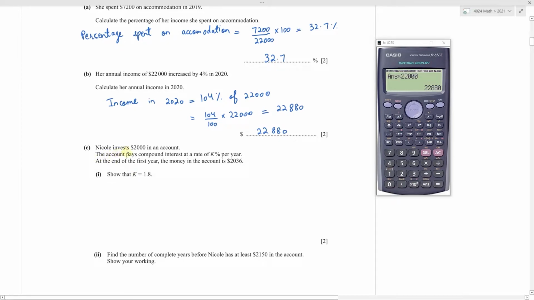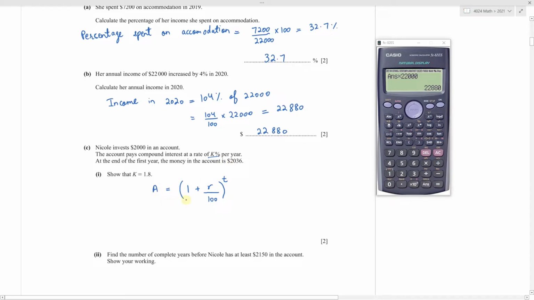Part C: Nicole invests $2,000 in an account. The account pays compound interest at a rate of k% per year. At the end of the first year, the money in the account is $2,036. Show that k equals 1.8. So you know that the compound interest formula is the final amount A equals 1 plus R, which is the rate in percentage, divided by 100, whole power t, where t is the time in years.